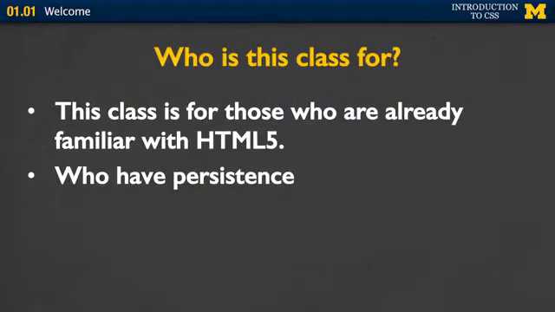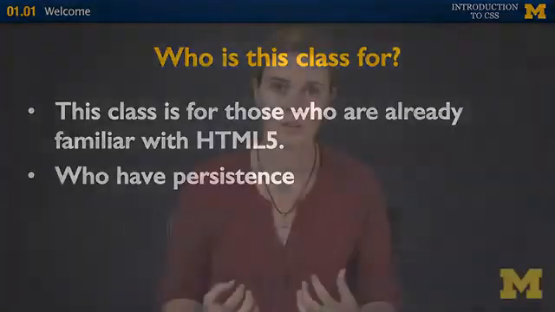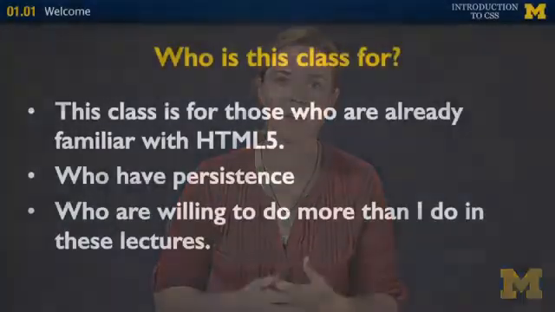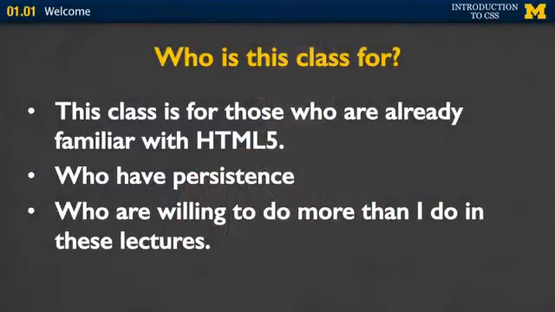Next, this class is for people who have persistence. You will never code your pages the right way the first time, even the second time, sometimes the third, fourth, and fifth time. It's really about enjoying the whole process of really wanting to get something to work and feeling little victories when it does happen. Finally, this class is for those who are willing to do more than what I'm going to do in these lectures. There's only so much information I can give to you. It's up to you to practice it, tweak it, change it, and try to really see what happens beyond what I'm showing you.